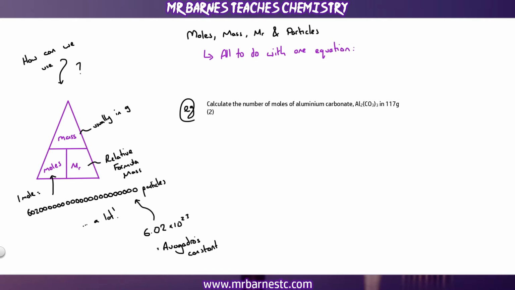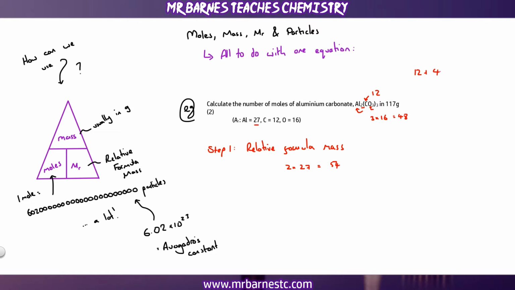So let's look at the first one, which says calculate the number of moles of aluminium carbonate, Al2(CO3)3, in 117 grams. Now again, you've got atomic masses here, you can work out the relative formula mass. That's the easy marks in this question. So we have 2 aluminiums, 2 times 27, which comes to 54. If we look inside the bracket, I've got 1 carbon, so that's 12. I've got 3 oxygens, which is 3 times 16, which is 48.